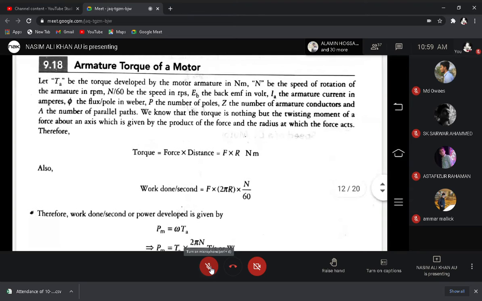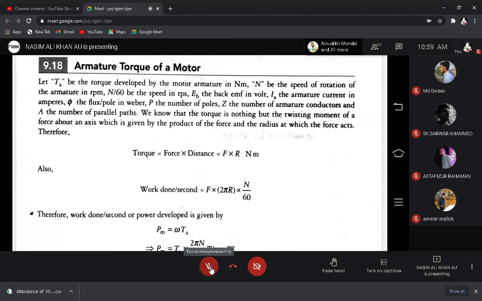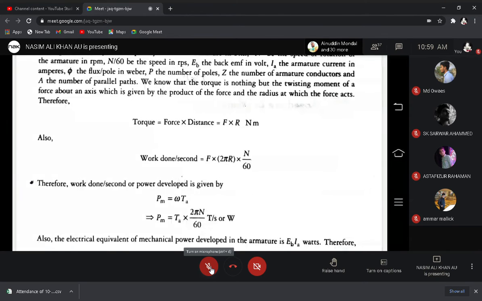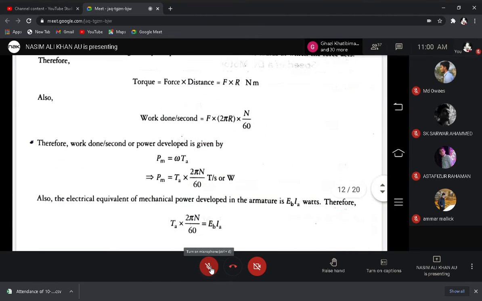In a similar way, work done per second or power developed can also be found as Pm equals omega into Ta. The value of omega is 2 pi N by 60, so power is Ta into 2 pi N by 60. Also, the electrical equivalent of the mechanical power developed in the armature is Eb into Ia. Therefore we equate the above equation to Eb into Ia, and from there we find the expression for torque.